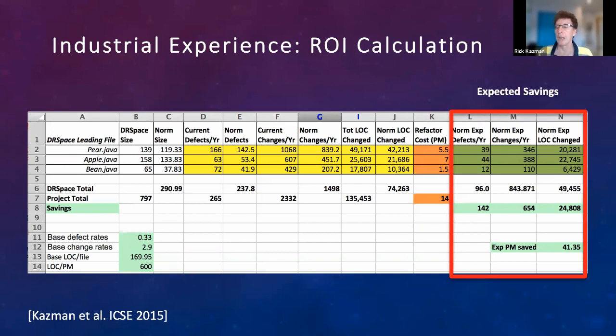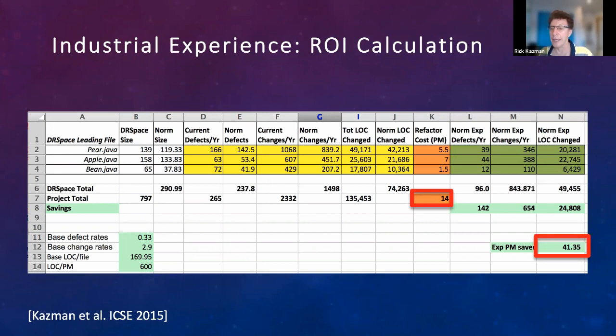We then looked at the expected number of defects, changes, and lines of code for these files if they were refactored. And the assumption here is that if you remove the tumor, the patient goes back to being healthy. These files would then go back to being average files in the project. So the expected values were based on project averages of bugginess, change proneness, and churn.